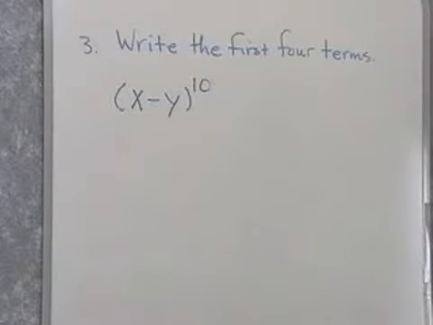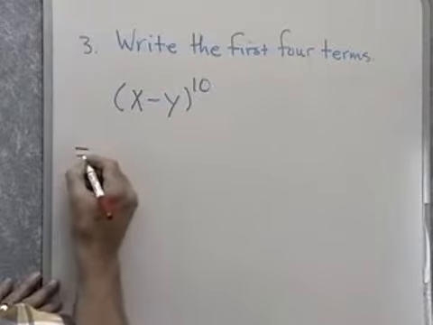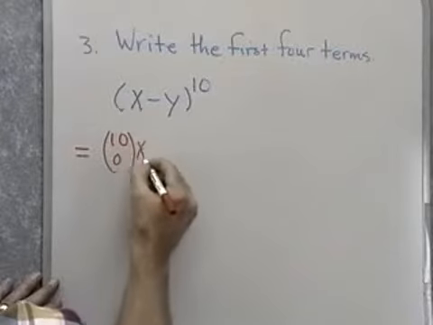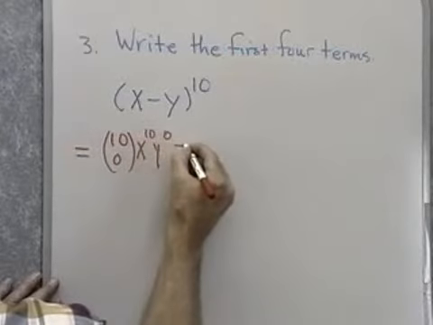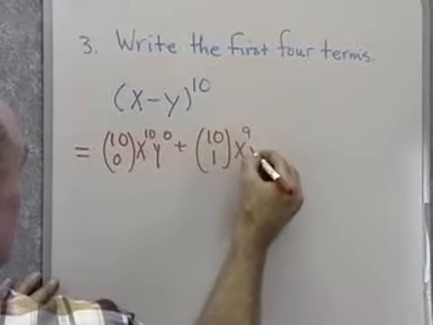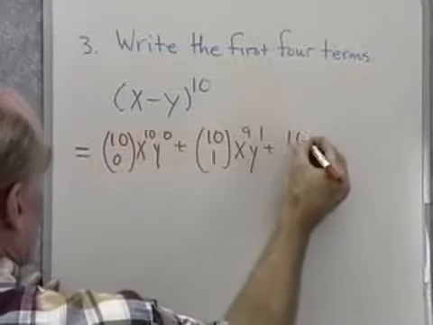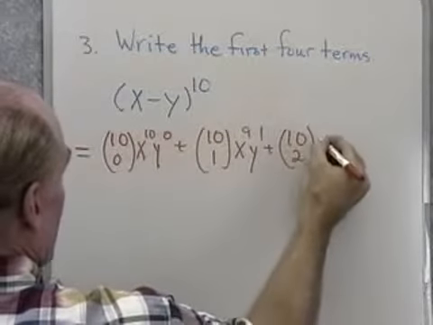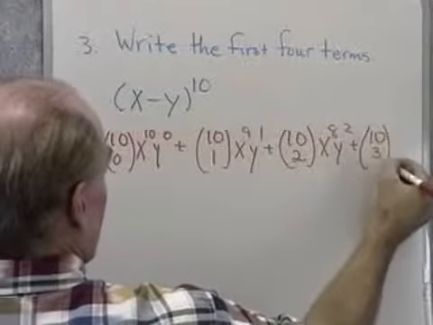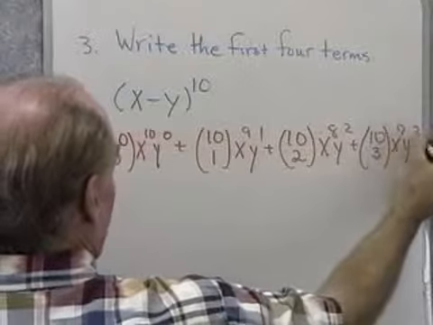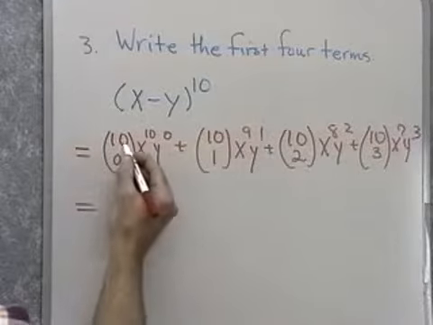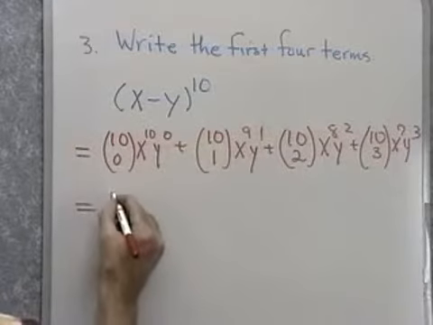Problem number 3, x minus y to the 10th power. Okay, when I expand this, this is what I'm going to get. I'm going to have to use my binomial coefficients, 10 over 0, x to the 10th, y to the 0, plus 10 over 1, x to the 9th, y to the 1, plus 10 over 2, x to the 8th, y to the 2nd, plus 10 over 3, x to the 7th, y to the 3rd. Now, from Pascal's triangle, 10 over 0, that's always going to be, or any n over 0 is always going to be the number 1.